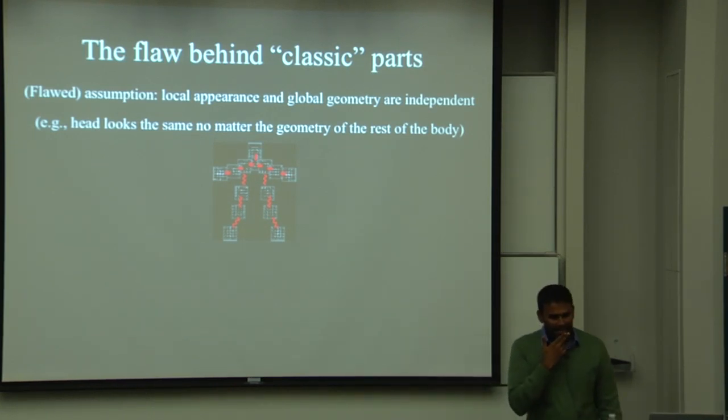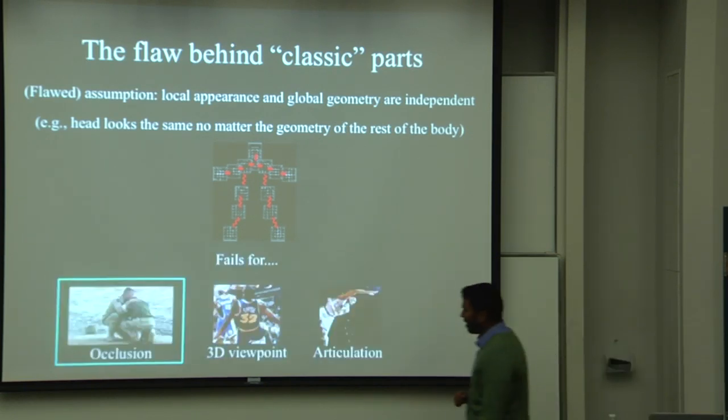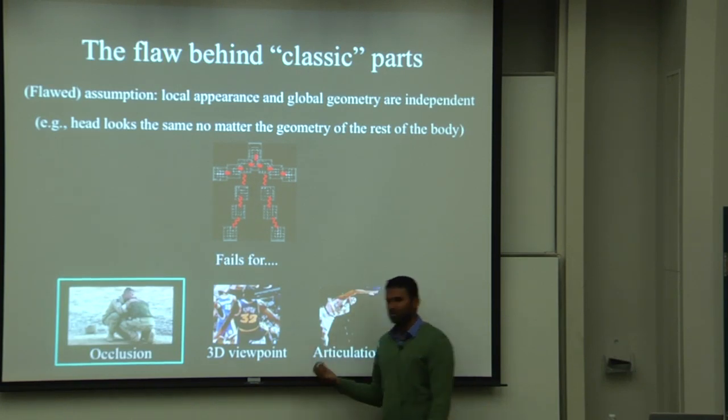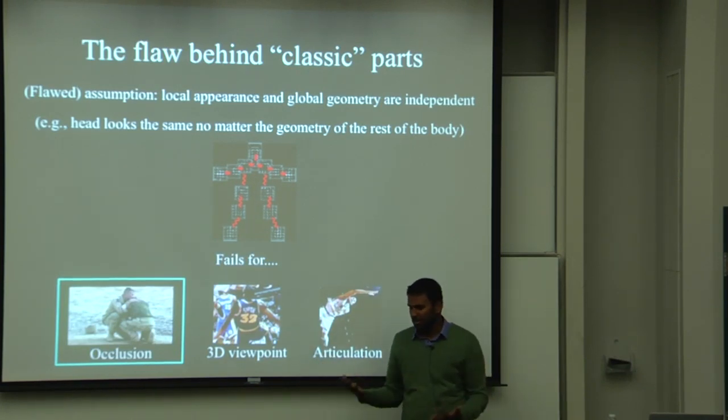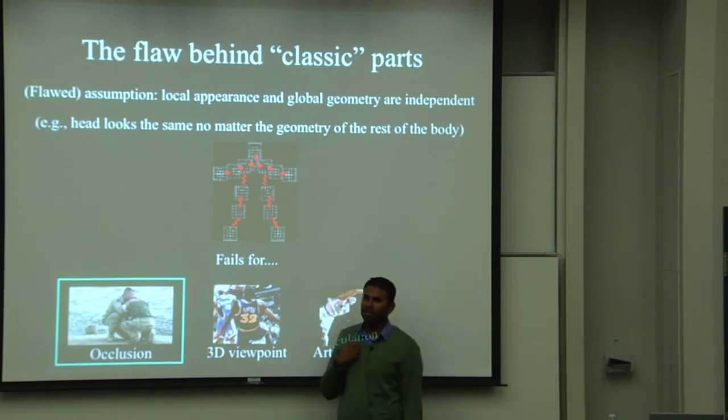But in reality, this independence assumption breaks down when you have occlusions, when you have 3D viewpoint changes, and when you have articulation. So a simple example of this is if I now deform other parts of my body such that my hand is in front of my face, now my head looks very different. Like the gradient patterns you see are very, very different. So what that suggests is that the geometry of other things can affect profoundly the way that I look locally. And so I think that this is something that classic parts don't model well.